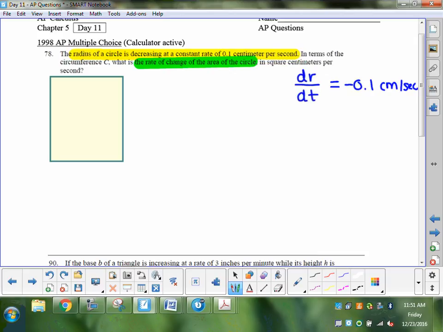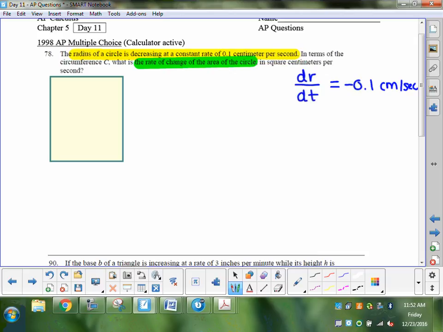We need to go through knowing that, and in terms of the circumference C, what is the rate of change of the area of the circle? So what base formula am I going to be working with in order to solve this question? Which one of our regular old geometry formulas would we be using for a question like this? Abby, what do you think? Close. We do know that circumference is equal to 2 pi r.